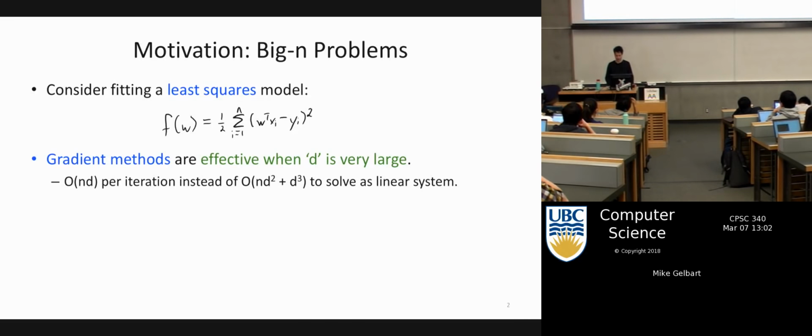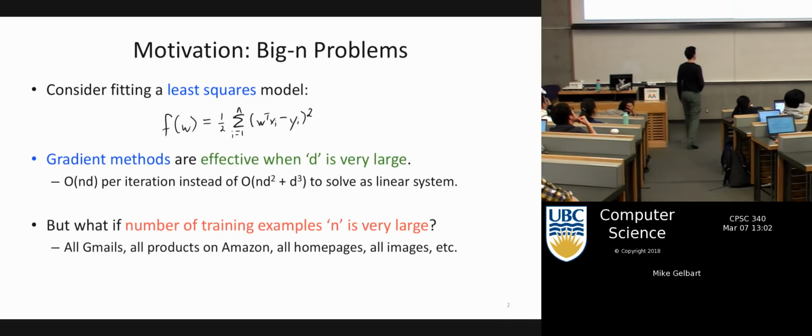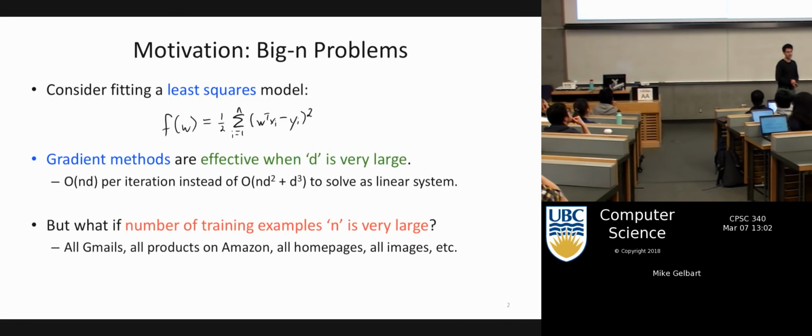So here is the idea. Pretty much every loss function we've looked at in the course involved a sum over our training examples. So here's the squared error, but whatever loss function we were talking about, every training example got to have a say in how well we were doing. And the question for today is, well, what if n is huge? That is the case where stochastic gradient descent comes in handy.